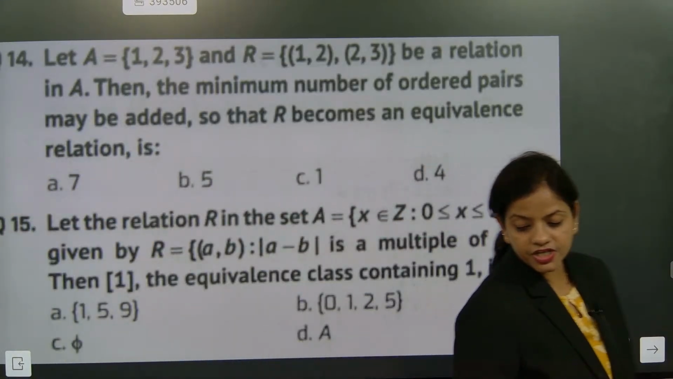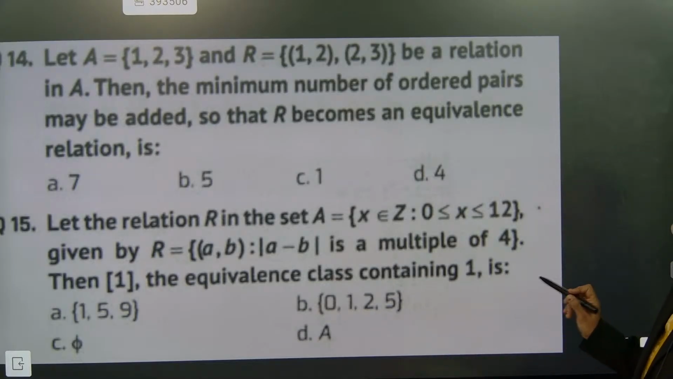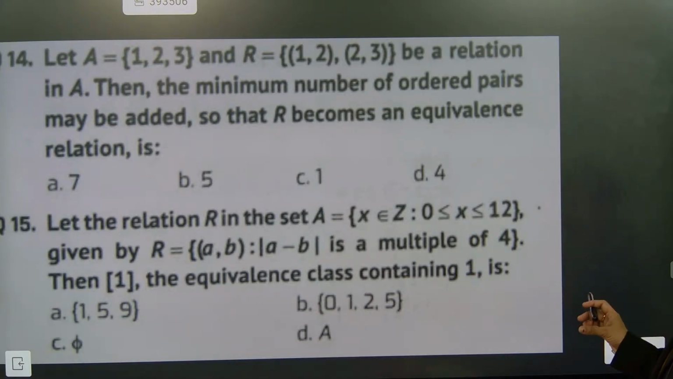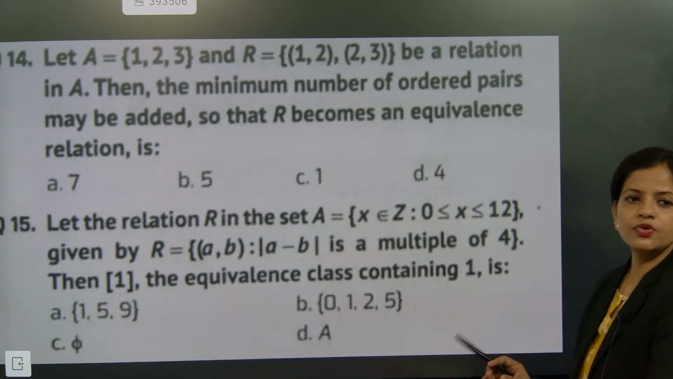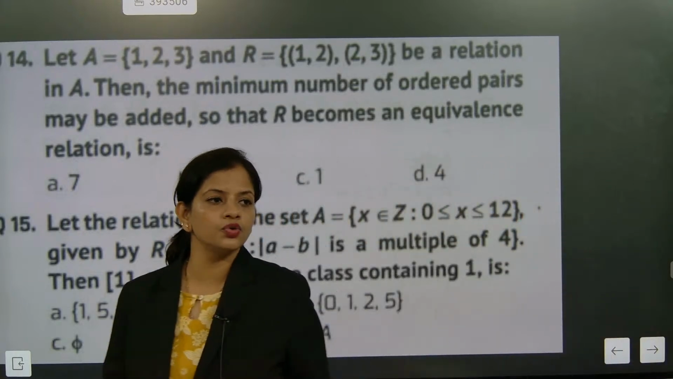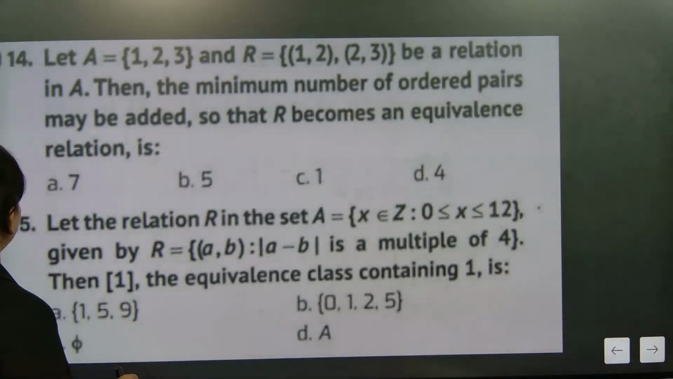Now please pay attention here. In this question, what is given to you? They are given that A is equal to {1, 2, 3}. Correct? Now the relation is given as (1, 2) and (2, 3). Let R be a relation in A, then the minimum number of ordered pairs that may be added to make it an equivalence relation. First, (1, 1), (2, 2) and (3, 3) are added, 100%. We have to add (1, 1), (2, 2) and (3, 3).